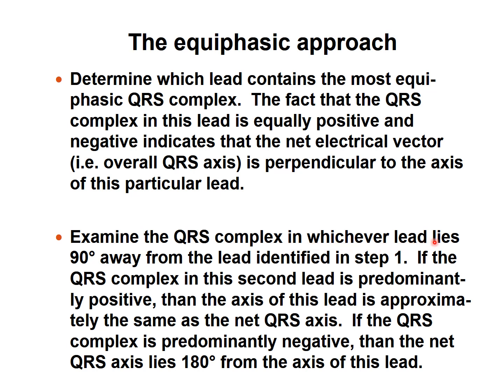Now examine the QRS complex in whichever lead lies 90 degrees away from the lead identified in step 1. If the QRS complex in this second lead is predominantly positive, then the axis of this lead is approximately the same as the net QRS axis. If the QRS complex is predominantly negative, then the net axis lies exactly opposite, 180 degrees from the axis of this lead.